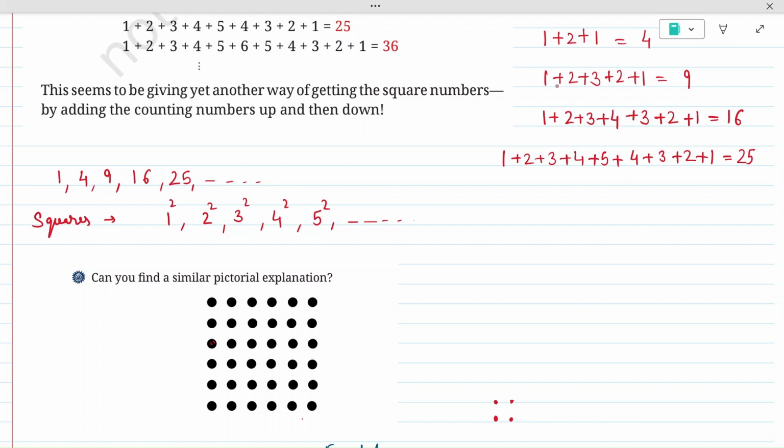Now, next we have 1 plus 2 plus 3 plus 2 plus 1. So 1 plus 2 plus 3, so I am making this as 3. 1, 2, 3. And then again 2. So this is 2 and 1. Okay. So this is 1 plus 2 plus 3 plus 2 plus 1, which is 9. Next in the series, we have 1 plus 2 plus 3 plus 4.